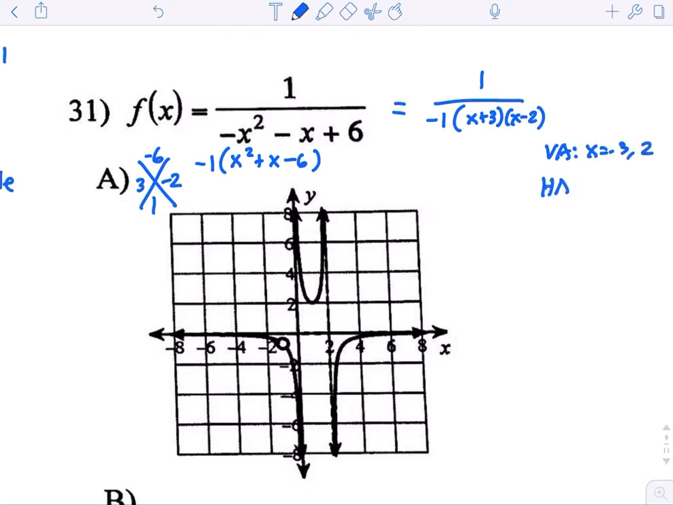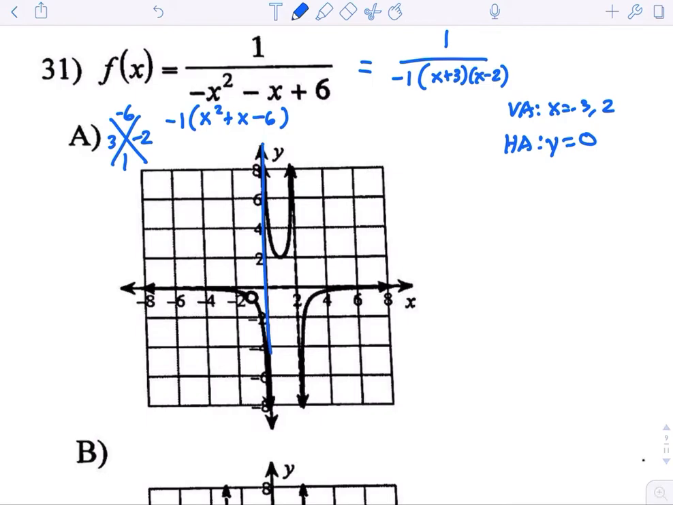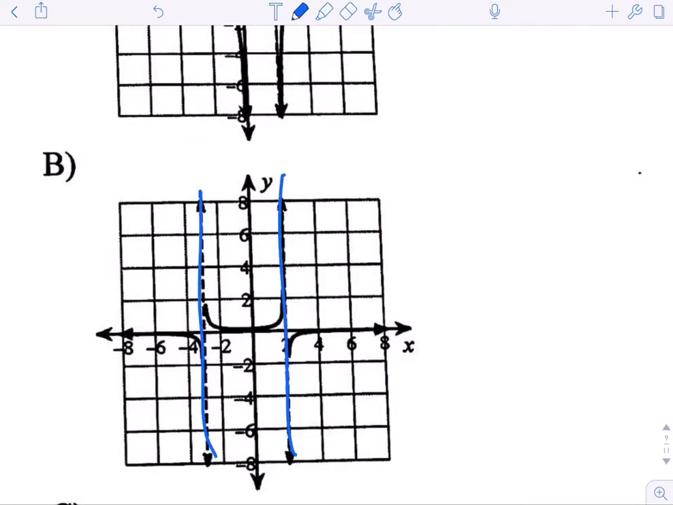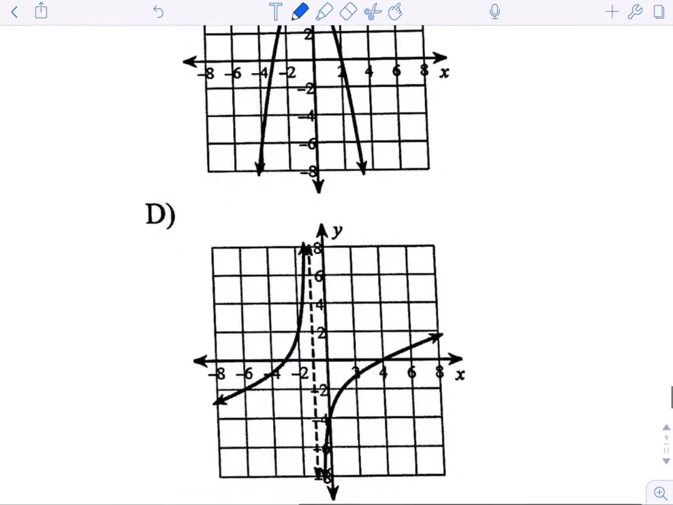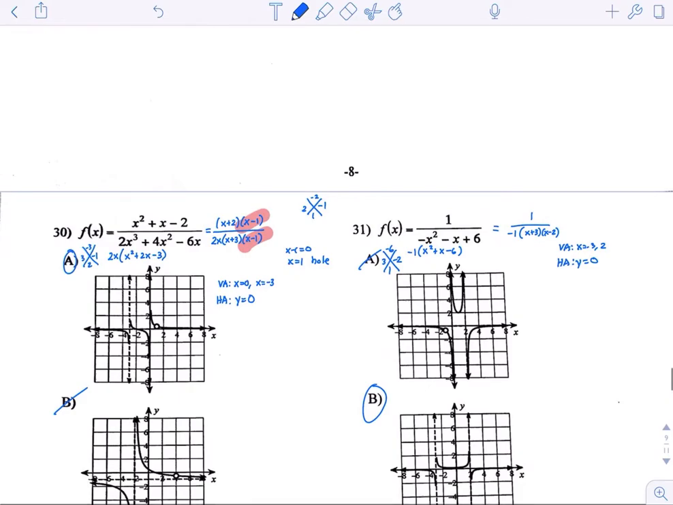And for the horizontal asymptote, look at the degrees. Well, this has 0 degree because there are no variables, and this has a 2, which means horizontal asymptote at 0. Y is equal to 0. So let's look for vertical asymptotes at negative 3 and 2. This has 2 vertical asymptotes, but they're not at negative 3 and 2, so cross that one off. This one has vertical asymptotes at negative 3 and 2, and it has a horizontal asymptote at 0. So it's probably going to be that one. But that one didn't have vertical asymptotes. This one only has 1. So your answer is B.